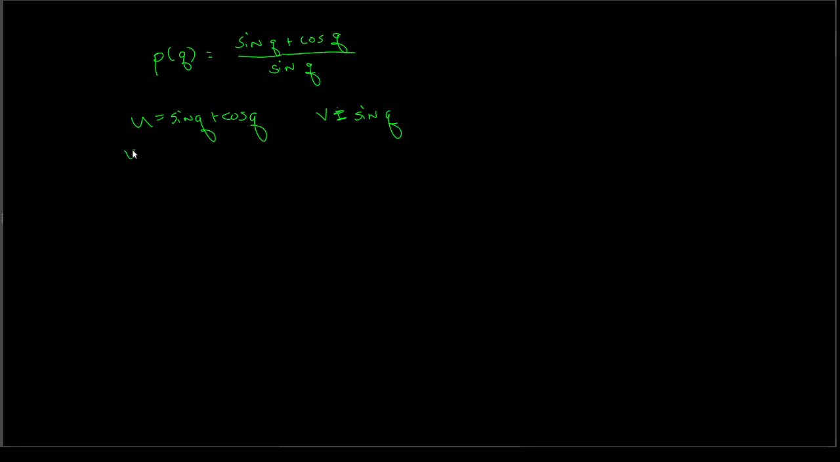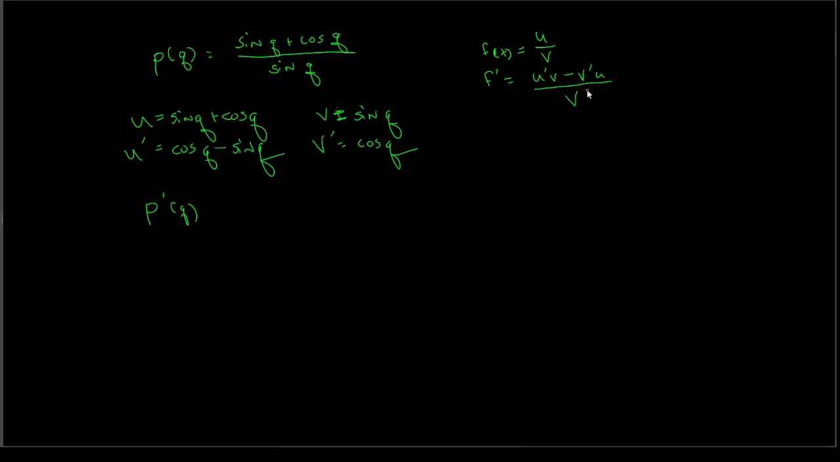That means u prime is cosine q minus sine q, and v prime is cosine q. And so we have our quotient rule. I'll put the quotient rule over here. If we have some function of x where u and v are functions of x, u over v, then f prime is going to be u prime times v minus v prime times u over v squared.